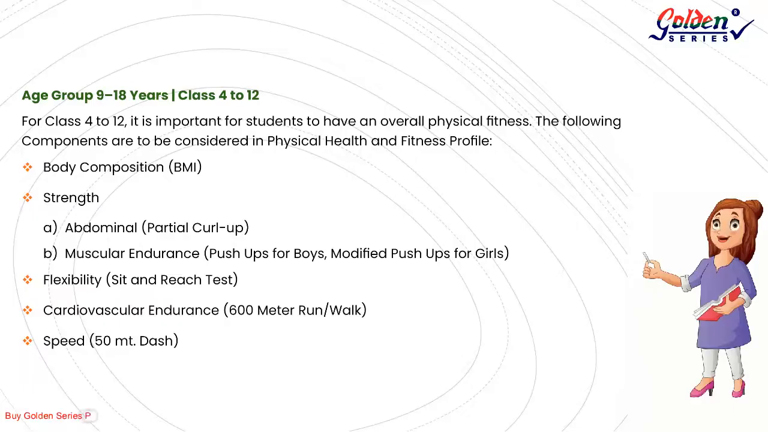Age group 9 to 18 years. Class 4 to 12. For class 4 to 12, it is important for students to have an overall physical fitness. The following components are to be considered in physical health and fitness profile. Body composition, BMI. Strength: A. Abdominal, partial curl-up. B. Muscular endurance, push-ups for boys, modified push-ups for girls.